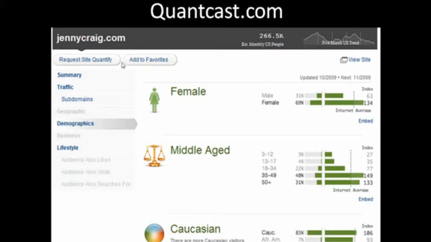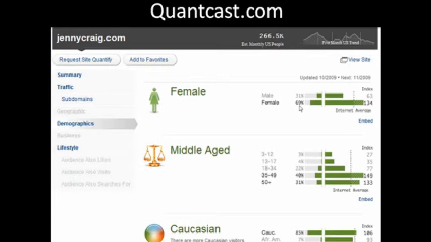Okay, so for this example I've got jennycraig.com, which is a big weight loss site. You can see that it's estimated getting 266,000 visitors a month, so it's a pretty big site. And obviously the bigger the site, the bigger the sample is going to be, and the more accurate the data. So what does this tell us?